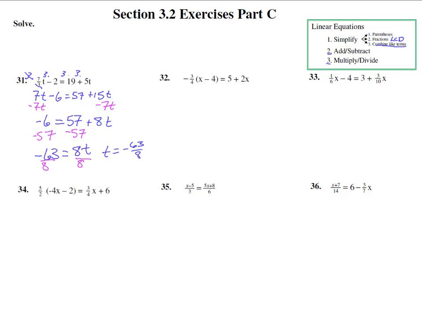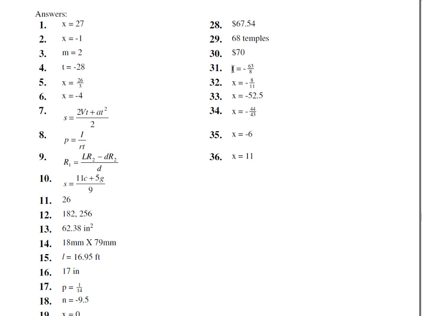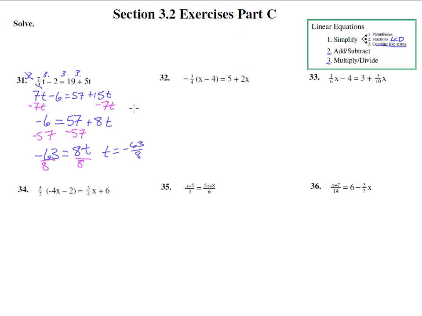Let's check our answer. And there we have t equals negative 63/8. If you were to have chosen to stick that in a calculator and you got a decimal of like 7.875 in the negative direction, that's okay too. All right, the next one, number 32.